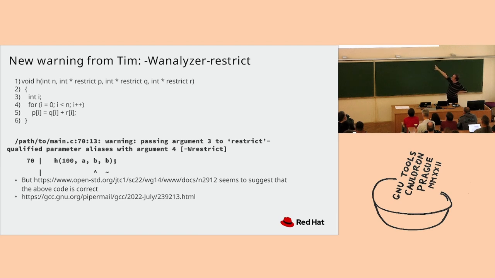I believe GCC's current implementation of -Wrestrict and Tim's implementation of -Wanalyzer-restrict say you can't do that, because it's marked restrict and you've got aliasing, since b and b are the same thing. But our reading of this updated draft of the C standard seems to suggest that, if you look at the body of h, those q and r, those final parameters, are only ever read from. There isn't a real problem, so this is well defined. And you've got your hand up. I knew this would get a reaction.